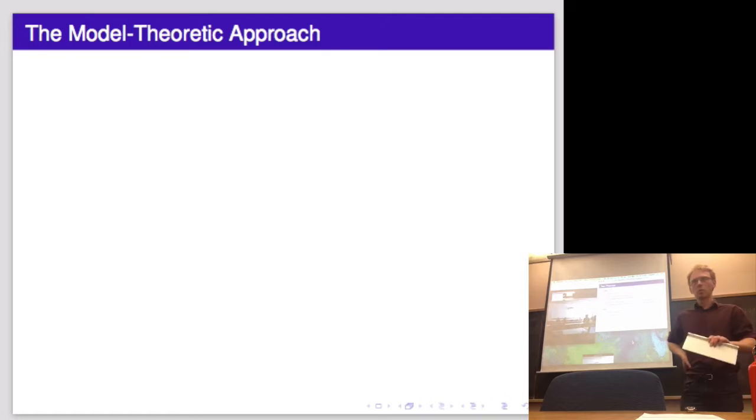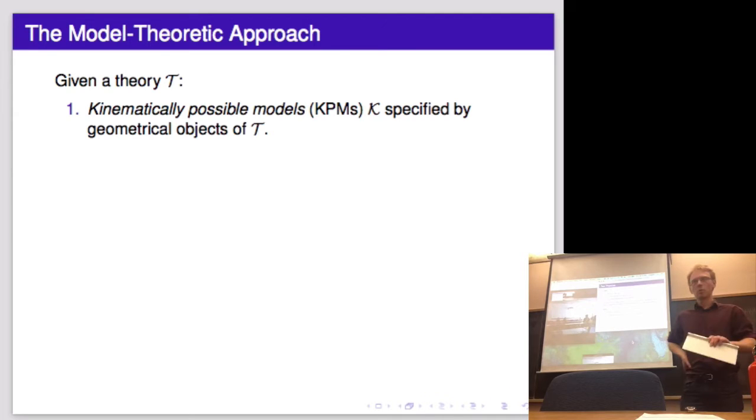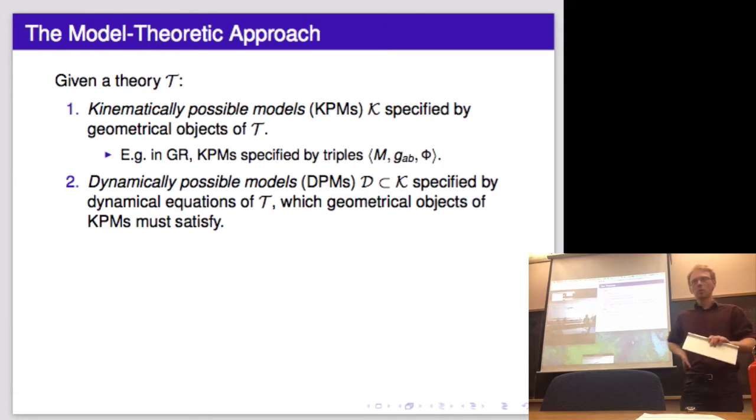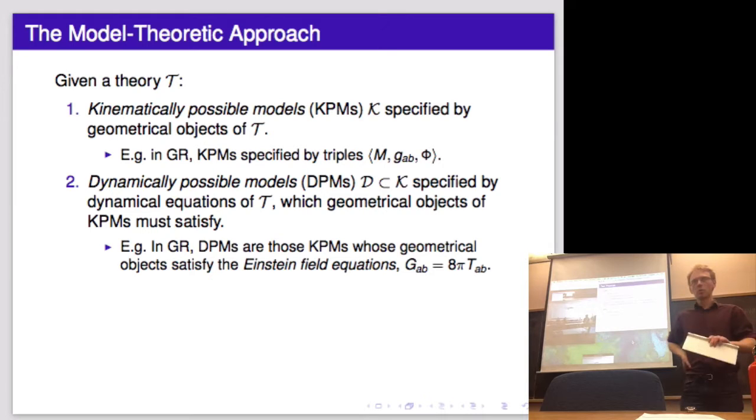So a pretty familiar notion in the literature is that of a kinematically possible model. This is a tuple of geometrical objects. For example, in general relativity, the kinematically possible models are picked out by these triples M, g, phi, where M is a four-dimensional differentiable manifold, g is a Lorentzian metric field on that manifold, and phi is a schematic placeholder for the matter fields of the theory. But within the kinematically possible models, we might want to talk about some dynamically possible models. And these are those kinematically possible models, the geometrical objects of which satisfy certain dynamical equations. So in GR, the dynamically possible models are those kinematically possible models, the geometrical objects of which satisfy the Einstein field equations. So these two notions are reasonably familiar from the literature.